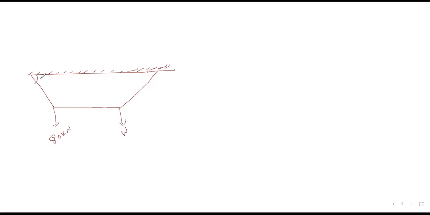This angle is given 30 degree. This angle is given 45 degree. You have to calculate unknown force in rope, unknown tensile forces in rope and unknown load W. Is it clear? Yes, sir. Okay, so this is your part of the assignment. I hope it is clear to all of you.